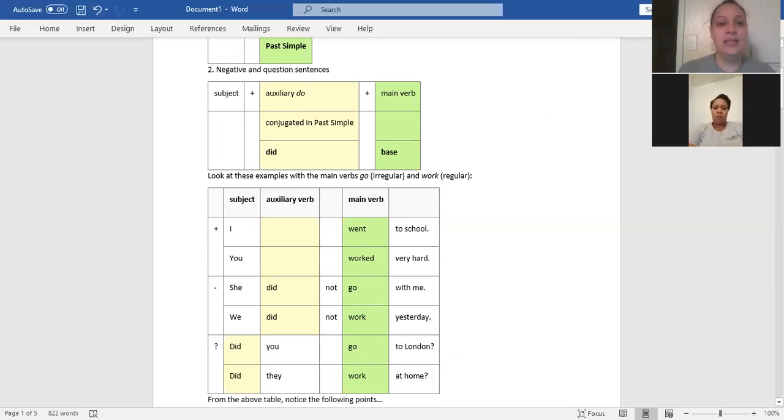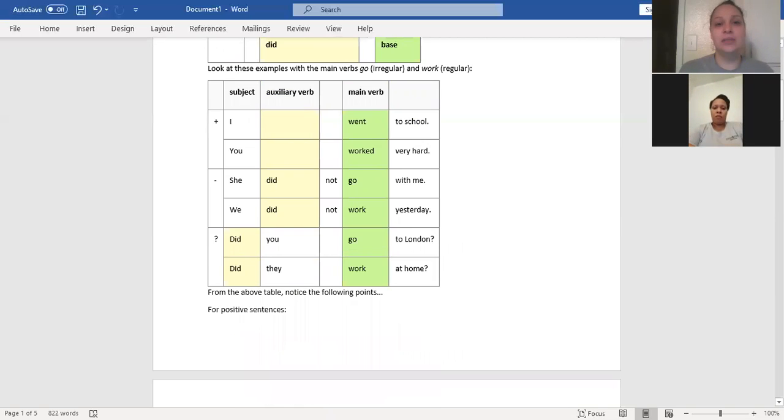Look at these examples with the main verbs go, irregular, and work, regular. For example, the first one has the subject listed as I. There's no auxiliary verb for it. The main verb would be went to school. Another example of this is you, which there is no auxiliary verb for. Main verb would be worked very hard.